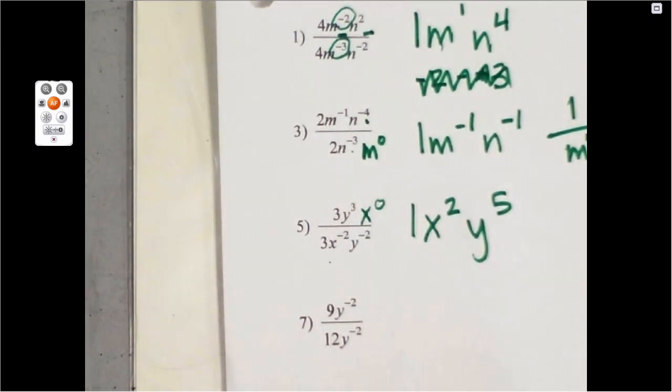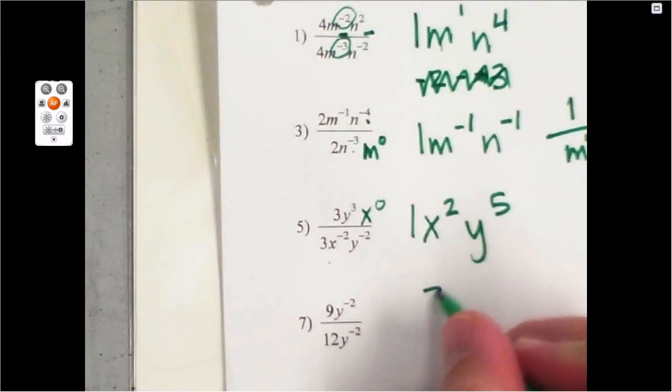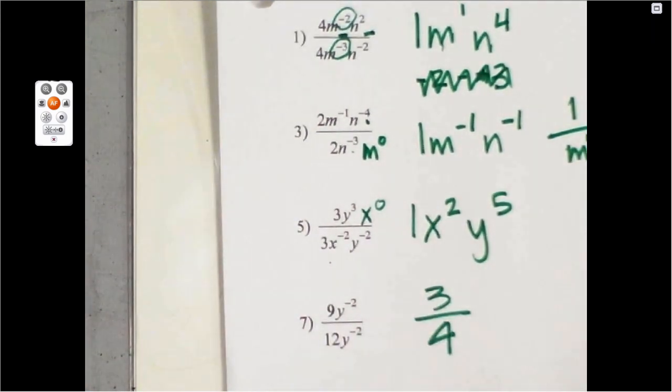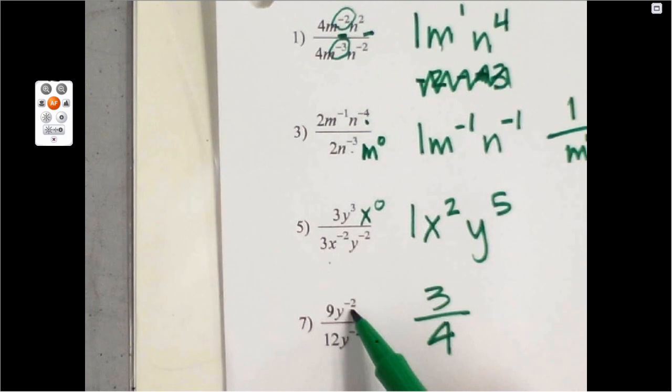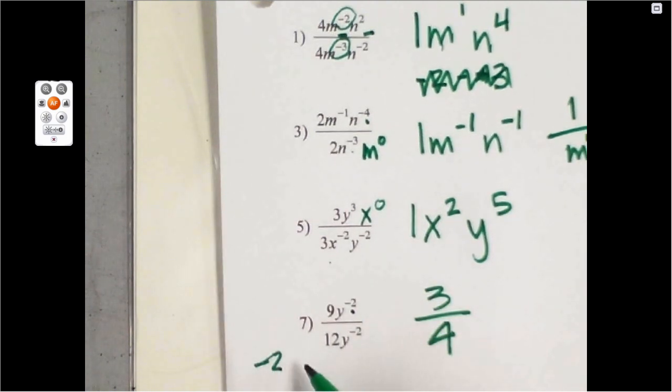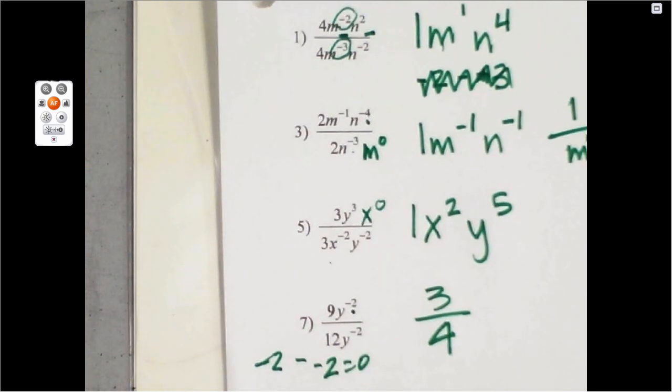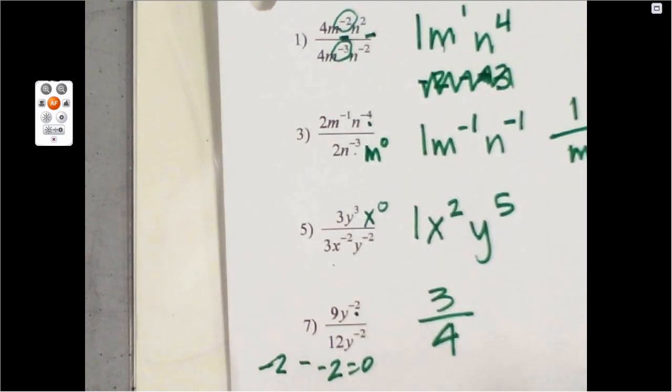9 divided by 12 in lowest terms is 3/4. -2 minus -2 is 0. So I don't even need to put the Y. Who got number 7 correct? Show of hands. All righty. Number 9.